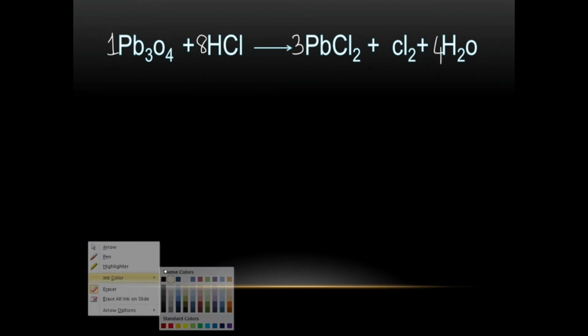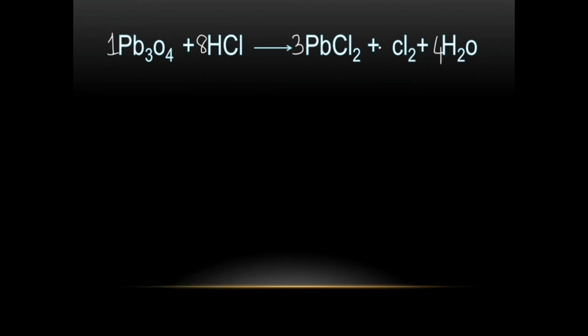Now check the balancing part. This is 1. Lead 3, 3. Oxygen 4 here, oxygen 4 here. Hydrogen 8, hydrogen 8, yes, of course. Chlorine 8. Chlorine here is 3 into 2, 6 plus 2, 8. Done. We have balanced it.